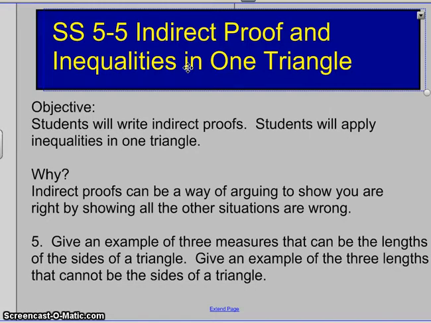This will be for section 5.5, which is over indirect proofs, and also has the inequalities in one triangle. So you can read through the objective, read through the why, and number 5, always answer that. And your notes for us. And let's get to rolling on this.